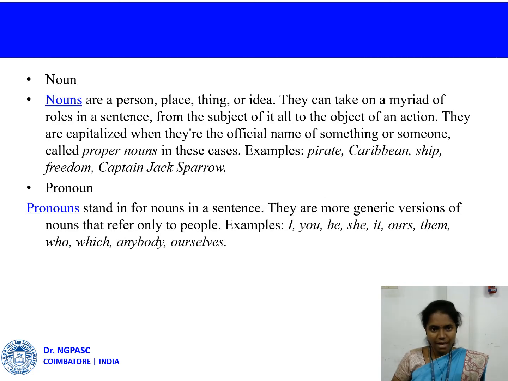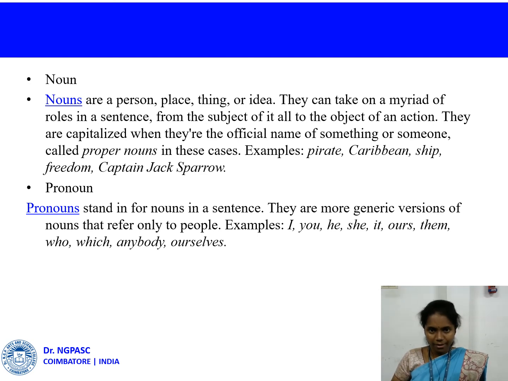And the first one we have in the list is a noun. Noun generally means naming or name of a person, place, things, or idea, and they can take on a myriad of roles in a sentence, from the subject of it all to the object of an action. If you write a sentence, you need to have a noun, which is called the subject, and it also depends on the second part, which is called the predicate. So it is very important.